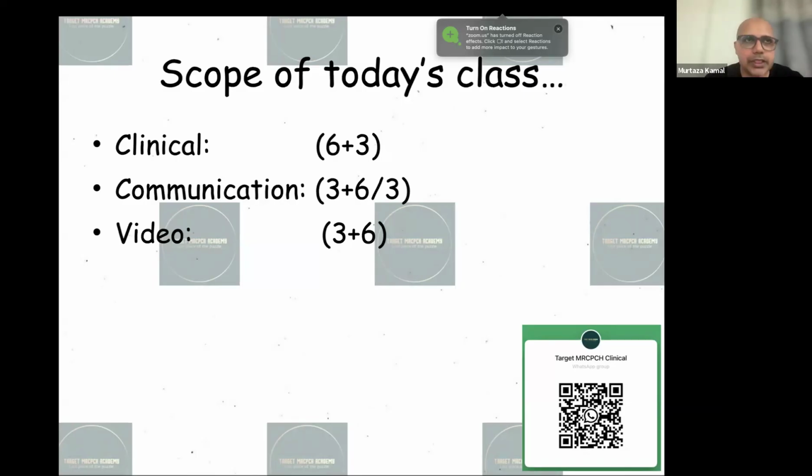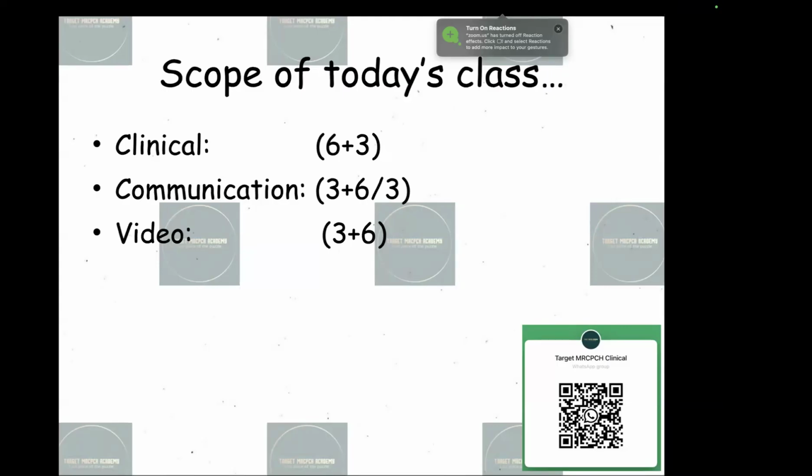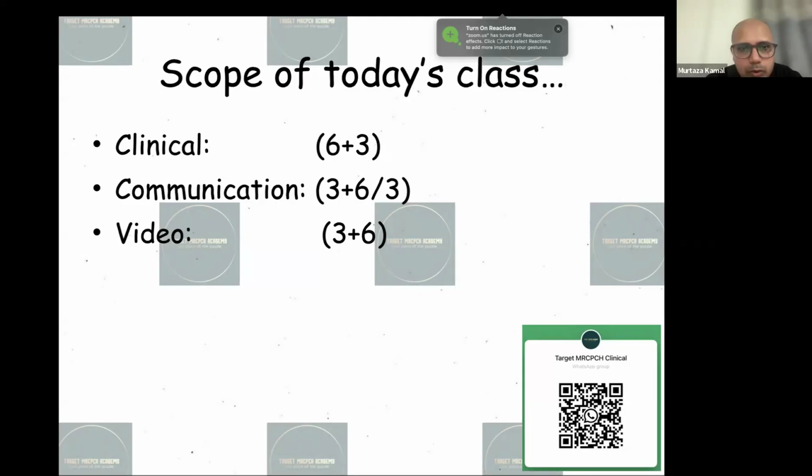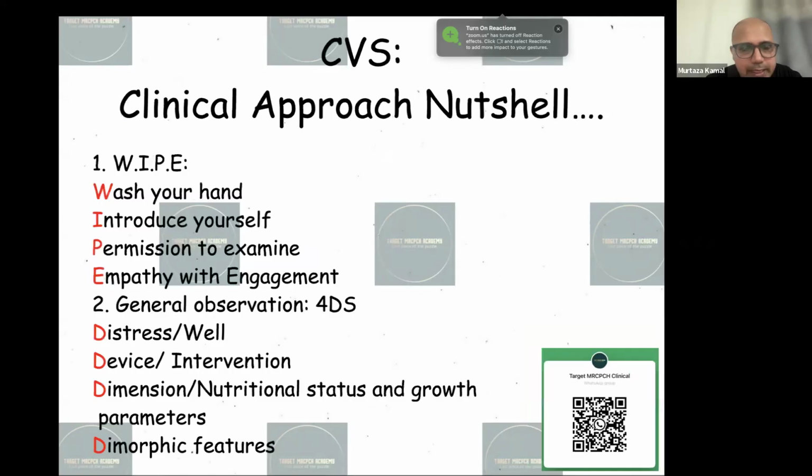Whereas in the video station, we just sit outside. As soon as we enter, we will be given a video to see, and we are given 3 minutes in this case. In these 3 minutes, you can rewind the video multiple times, and after the 3 minutes are over, the examiner will start a discussion. Hope that this is clear to all of us. Yes. Okay, that's good.